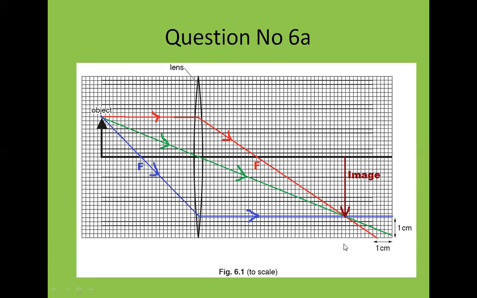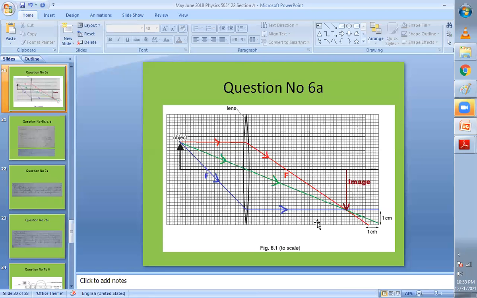So you can see this red, green, and blue line intersect at this point. So here you will see the image. This is the image. This image is real. This image is inverted. This image is magnified. You can see it's larger than the object. Hopefully you understand how I have used the rays which started from the head of the object to make the image. Okay.